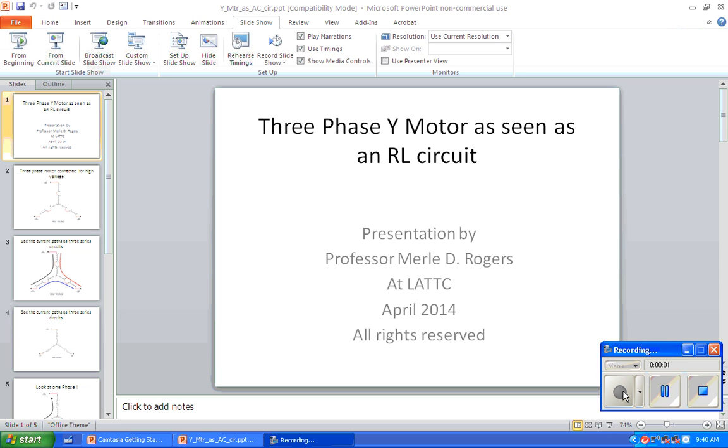We're going to talk about three-phase Y motors seen as an RL circuit. This is AC theory, but we're going to talk about a motor anyway. Here's my slide.